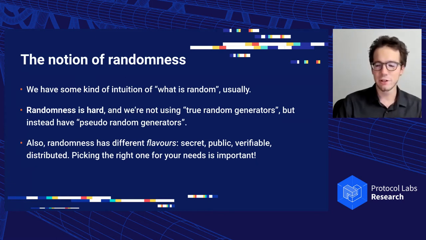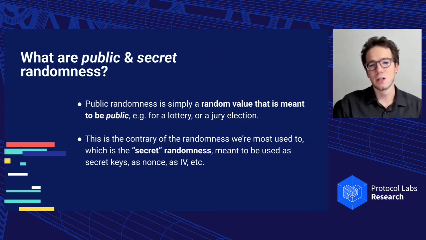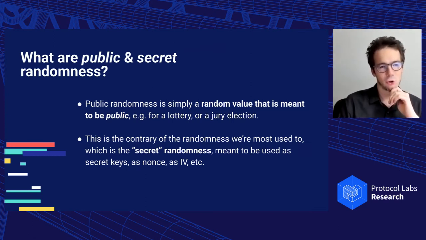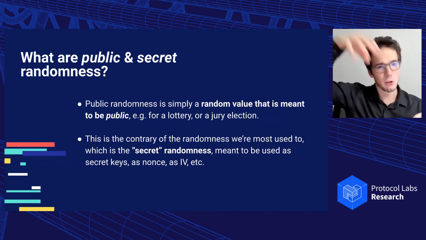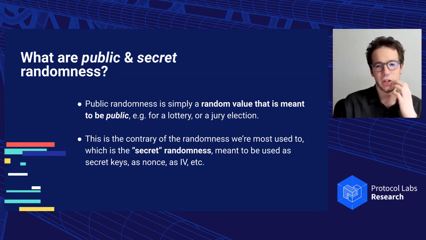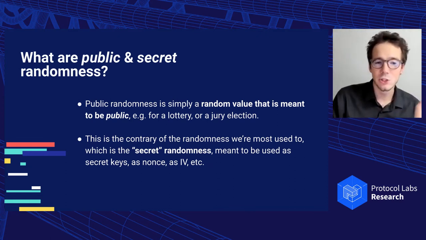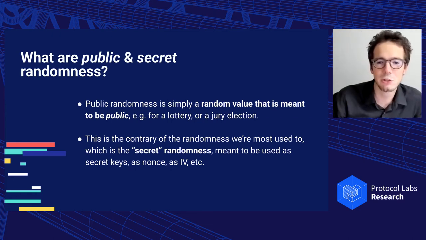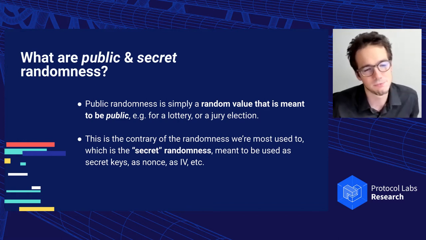And I like to say randomness has different flavors, like secret, public, verifiable, and distributed. We'll quickly see what these are, because it's kind of important for the next part of the talk. So public randomness is basically just a value that is meant to be public. It's really exactly what it is. If you're playing a lottery and you can see on TV people drawing random values in a big bowl, drawing the balls with the numbers on them, that's a way to throw a public random value. Public randomness is really just that. It's just meant to be public. It's a random value you draw, and then you can publish it.